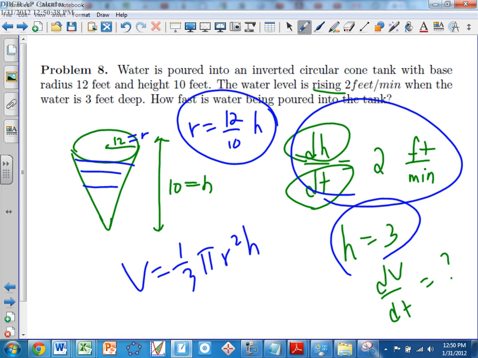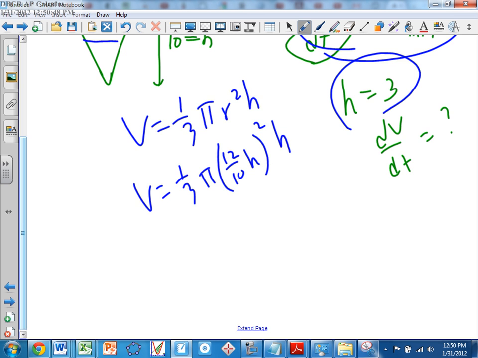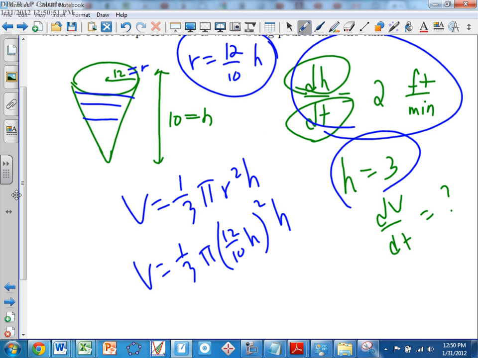So here, remember, parentheses around 12/10 h before you square. Again, remember the parentheses. Well, should we square now so we can get rid of it? Yes, absolutely. Square and make it all one thing so you don't have a product rule. That would be a product rule right now. But clearly, it's going to be h cubed, which will make it a power rule. A lot easier. So we plugged in there. We got V equals 1/3. Sorry, by the way, Christian's right. 6/5, write it as, not 12/10. Reduce. He's absolutely right. Pi, 36 over 25, h squared, h.